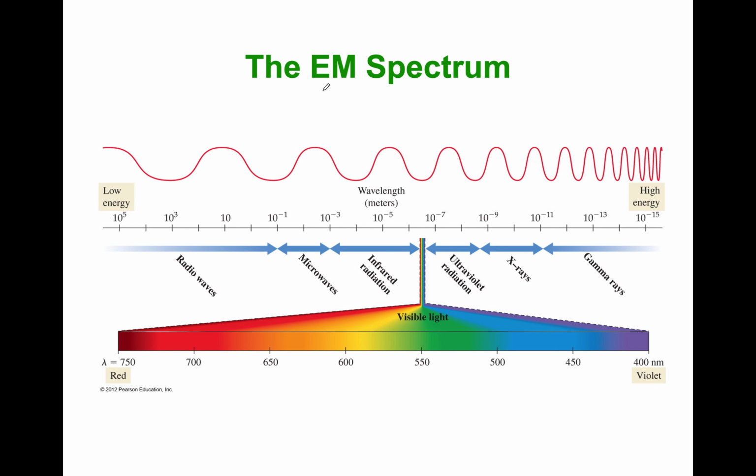So the electromagnetic spectrum here, I wanted to point out a few things. First, you can see the energy, high energy, low energy. So if you look here, that's a very long wavelength for low energy. That's a very short wavelength for high energy, which also means high frequency, low frequency.